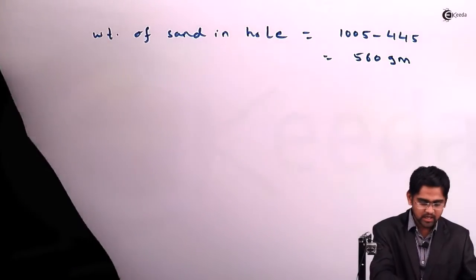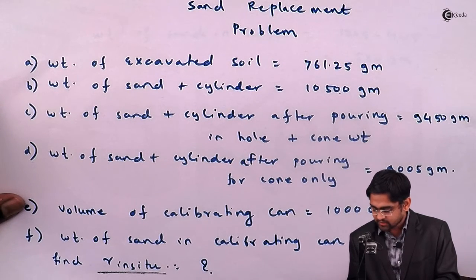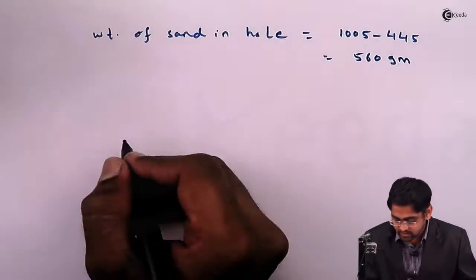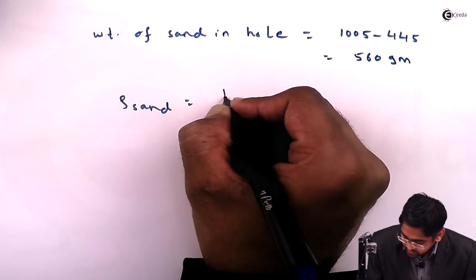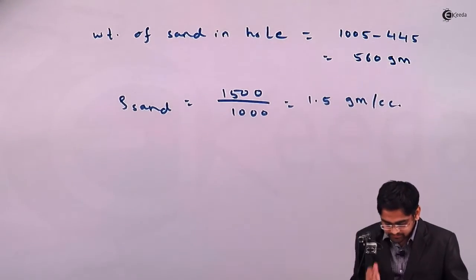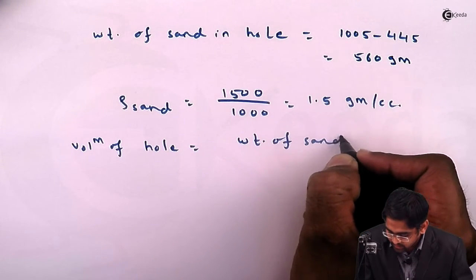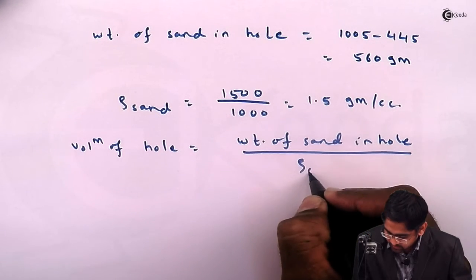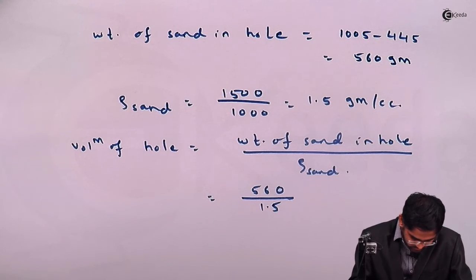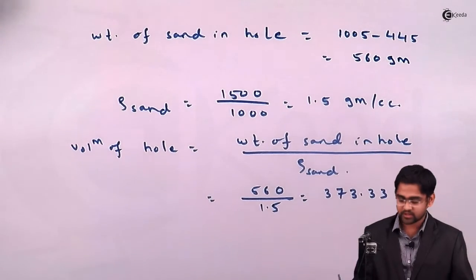But again, in order to find the density of the sand, the weight of the sand in the calibrating pan is given as 1500 grams, and the volume of this calibrating pan is given as 1000 cc. So the density of the sand equals 1500 grams divided by 1000, which is 1.5 gram per cc. Therefore the volume of the hole equals the weight of sand in the hole divided by the density of the sand, which is 560 divided by 1.5. So this volume becomes 373.33 cc, that is cubic centimeter.